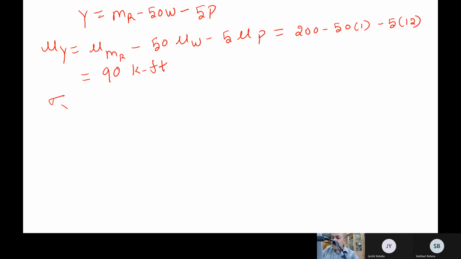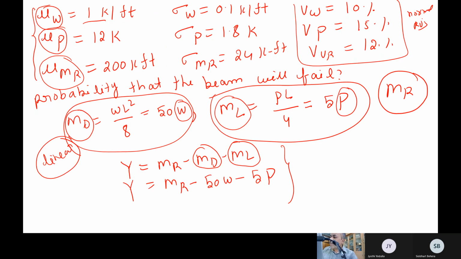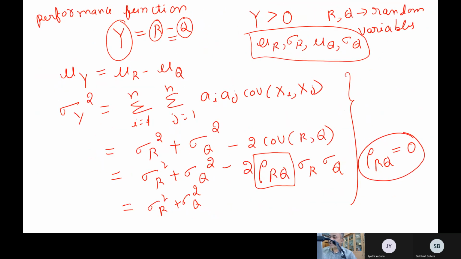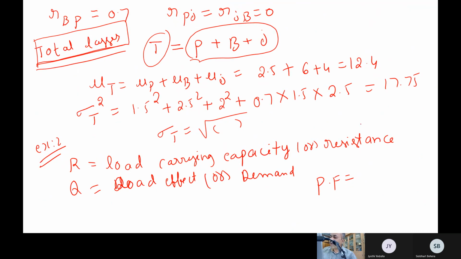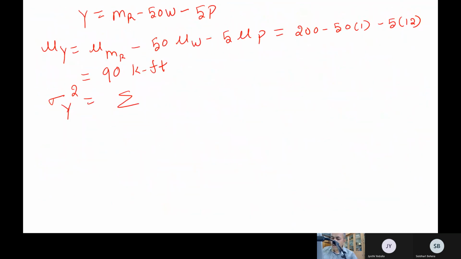Now we also have to find out the standard deviation, sigma Y square. Right now in this problem they are all uncorrelated, because they have not specified any correlations. A concentrated load, how much UDL comes, and how much will be the resistance, generally they will all be highly uncorrelated. So use this expression, and then you can find out the variance of Y itself.